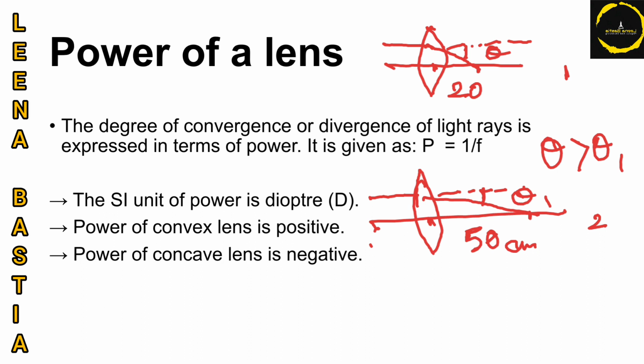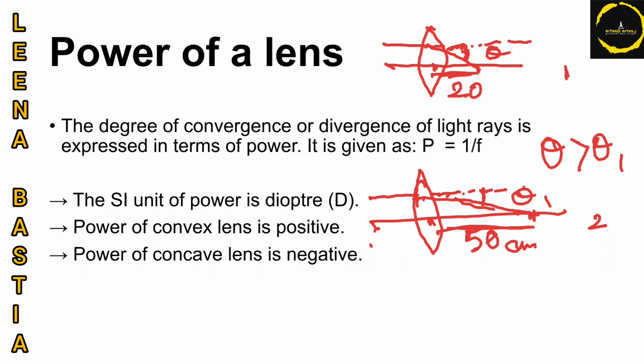In case 1, by making more angle, it converges a little early, because this distance is less than that distance. So instead of going straight, it has to converge more to get through this focus. Similarly in case 2, instead of going straight on this path, it has to converge a little late, because the focal length is at a distance of 50 centimeter. I hope this is clear.